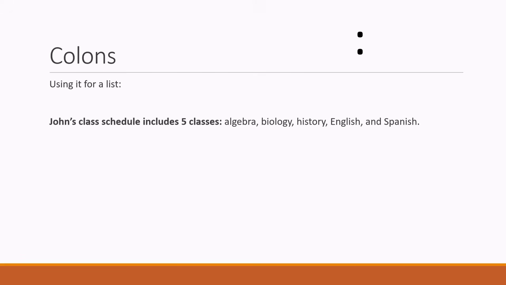Just saw an example, but let's see another one. John's class schedule includes 5 classes: algebra, biology, history, English, and Spanish. Again, to the left, is it an independent clause? John's class schedule includes 5 classes. Yes, it is. Therefore, we're okay. To the right is a list of what those 5 classes are.